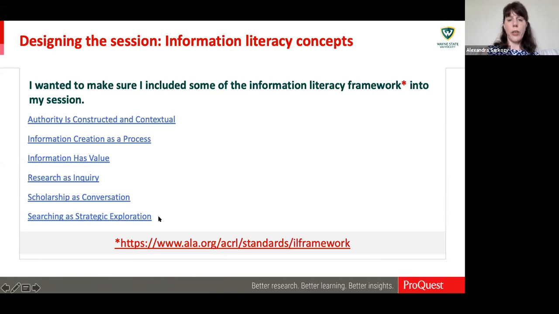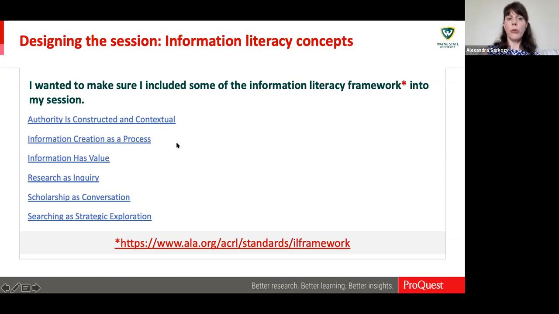Searching is strategic exploration. The corpuses that are created for ProQuest tool are based on queries of ProQuest full text documents. So depending on your search terms, you can get a very different corpus, and whether you include certain vocabulary words or synonyms is going to change your outcome. So really getting a lot of these concepts integrated into the session was not a difficult ask, and I was really excited about that.